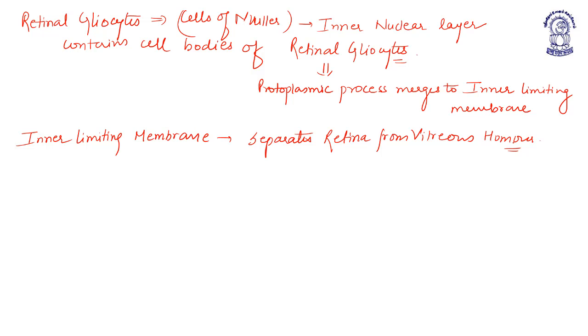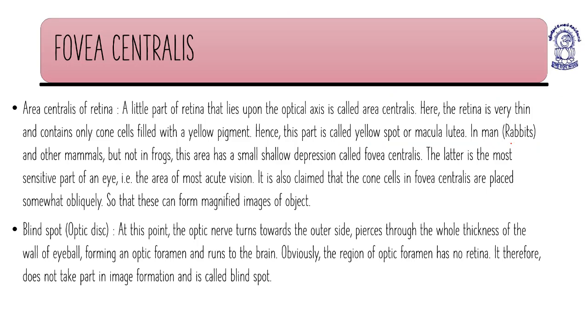So these are the different layers of the retina. Fovea centralis is a little part of the retina that lies upon the optical axis, called area centralis. Here the retina is very thin and contains only cone cells filled with yellow pigment. That is why the name lutea is given. This part is called the yellow spot, or macula lutea.